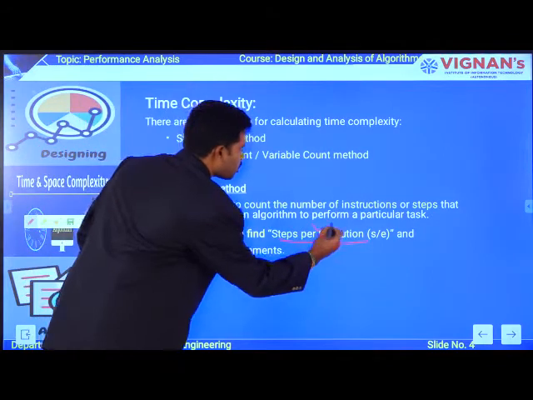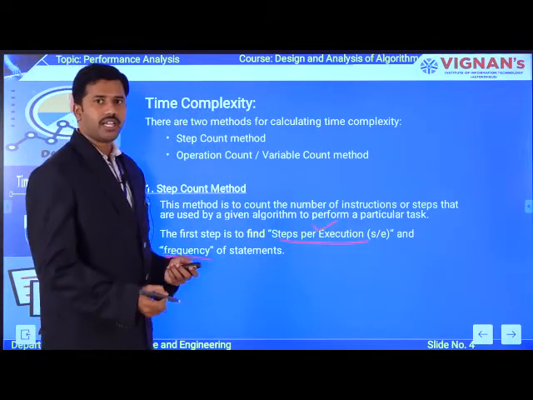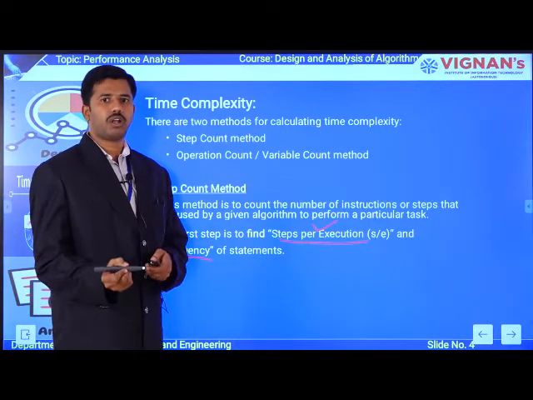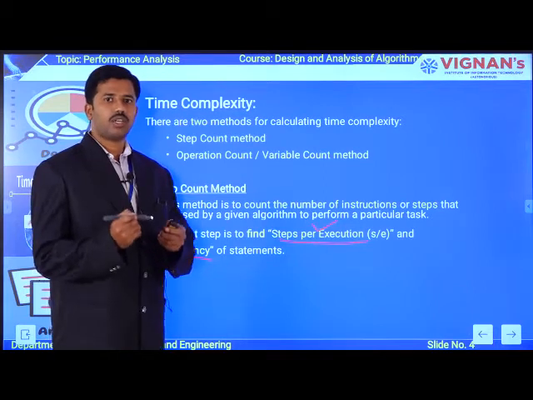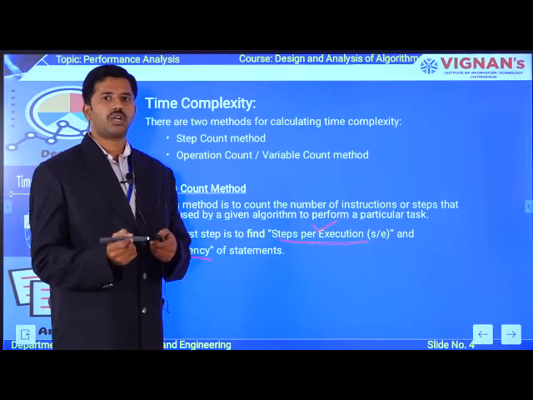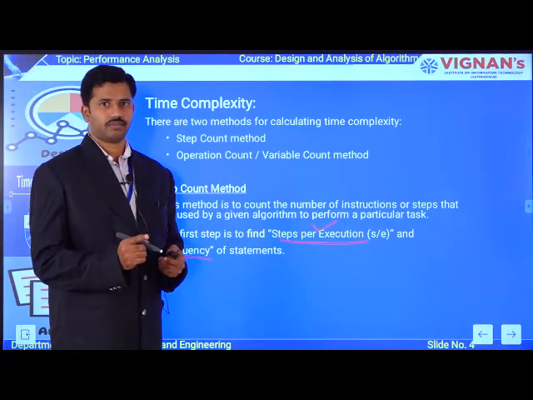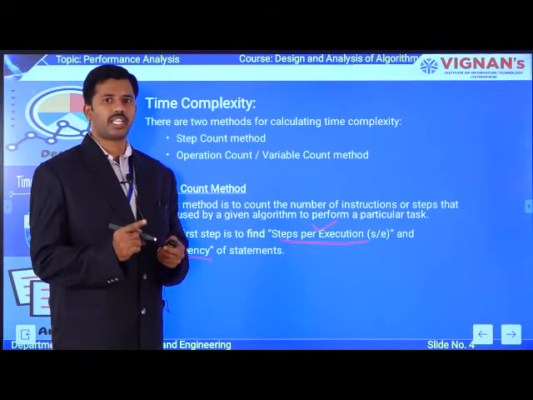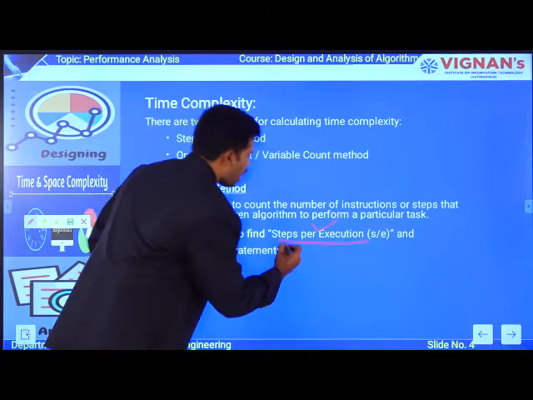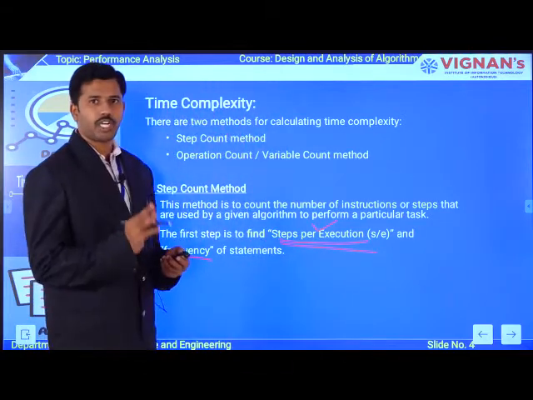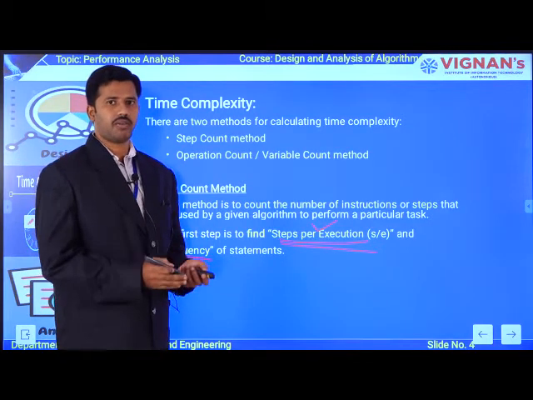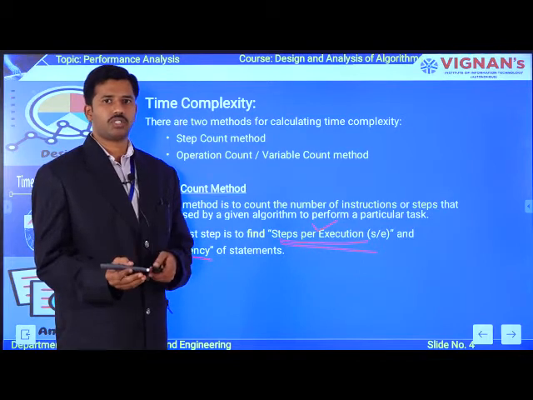In the steps per execution parameter, you are finding whether the instruction which is available in the algorithm is executable or non-executable. If it is an executable instruction, then the steps per execution count value becomes 1. Now what about the value for non-executable instructions? The value becomes 0. So this parameter accepts only two values, either 1 or 0. If it is an executable statement, the value is 1. If it is non-executable, the value is 0.